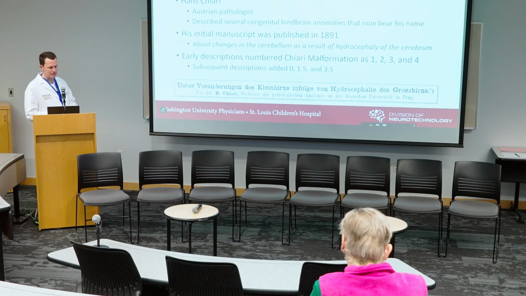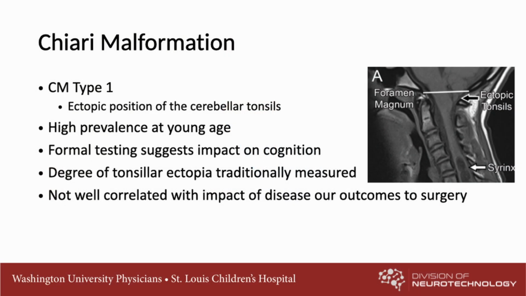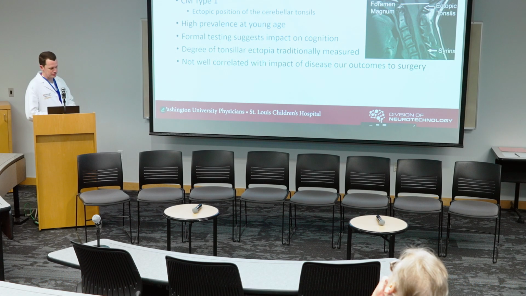It came to bear Hans Chiari's name. The initial description had a couple of numbered variations, 1, 2, 3, 4, and subsequently a few other variations were described, 0, 1.5, 3.5, and so on. But these are what came to be. Chiari malformation type 1 is the focus of our study, described as ectopic position of the cerebellar tonsils, something that has a high prevalence in young age, but occurs throughout the lifespan.